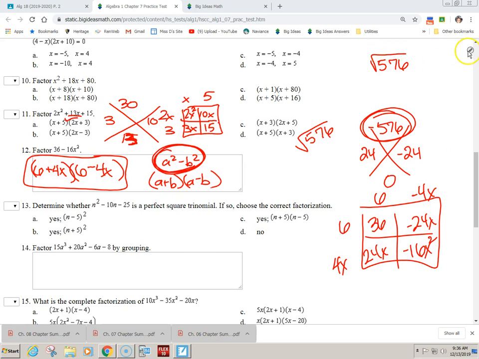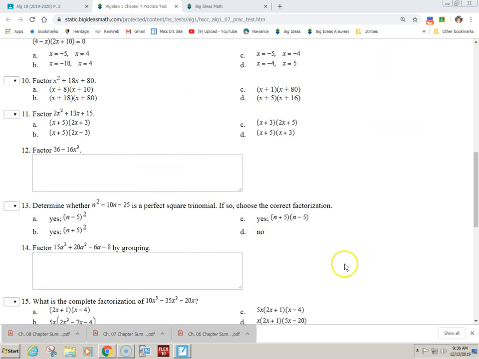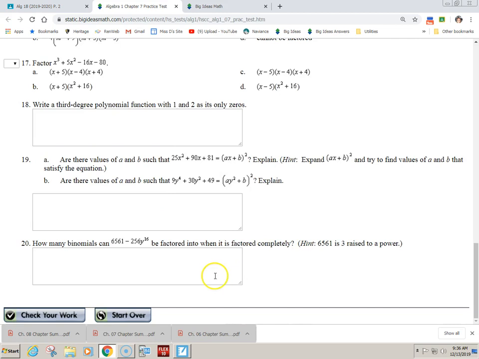Number 20. And then let's go talk about the formulas that will be important to put on your half sheet for chapter 8. Number 20 says, how many binomials? Now don't worry, this is probably a bit more advanced than the final's going to be. But look at those numbers there. Mammoth. How many binomials can this guy be factored into when it is factored completely?